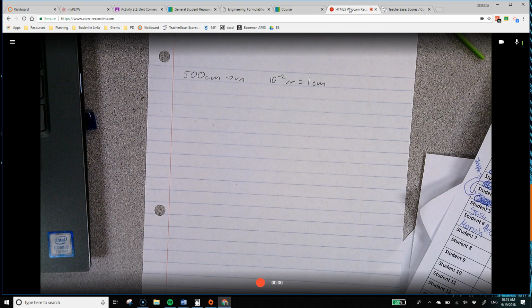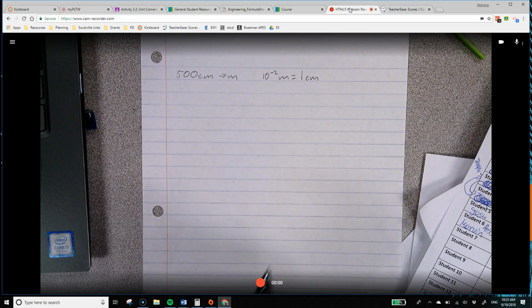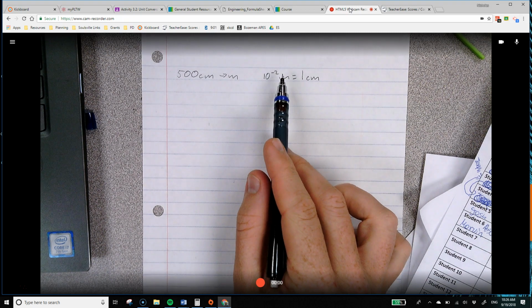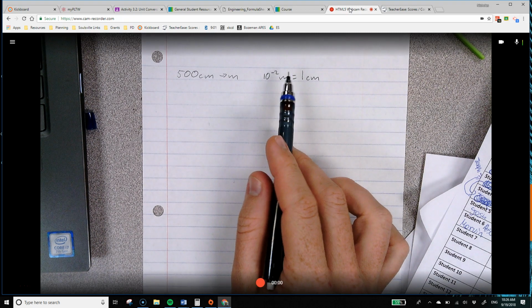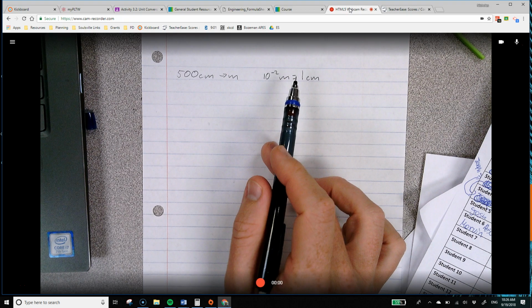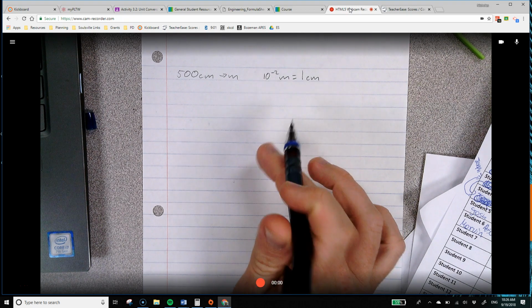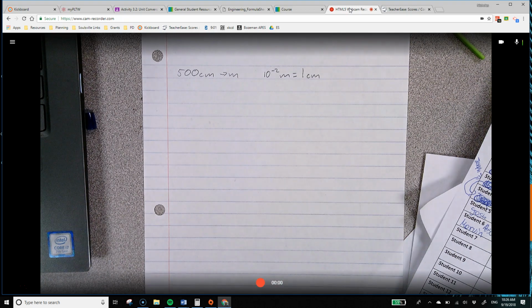That's correct. So using scientific notation, the 10 to the negative 2 is basically 1 divided by 10 divided by 10. 10 to the positive 2 is 1 times 10 times 10.